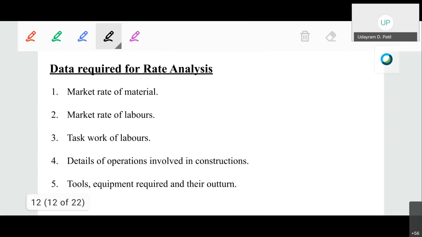Okay, so the next is the data required for performing the rate analysis. Okay, first will be the market rate of the materials. Okay, as we are calculating the local rate of that particular item of work, we will require the market rate of that particular item of the work. For this calculation, we will do the market rate survey.